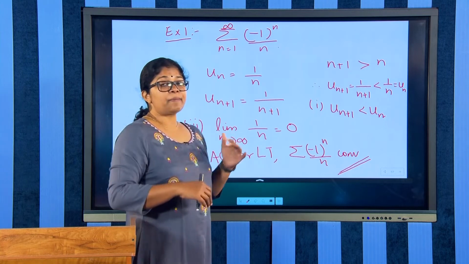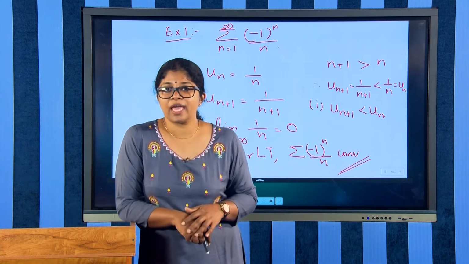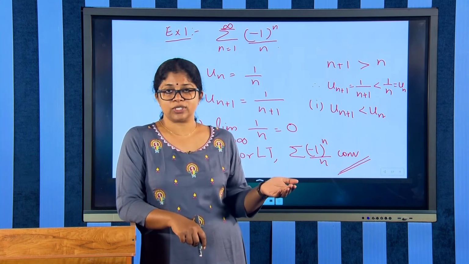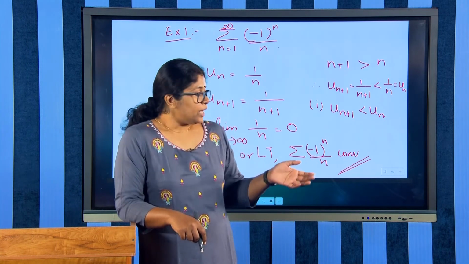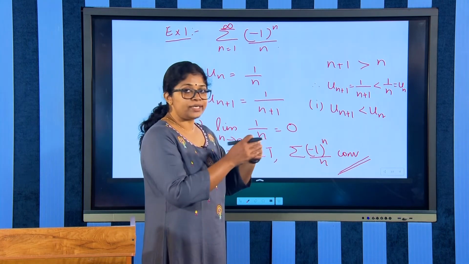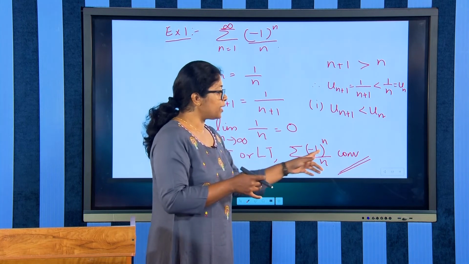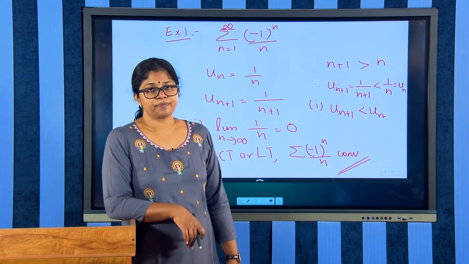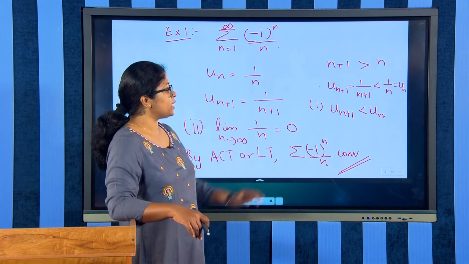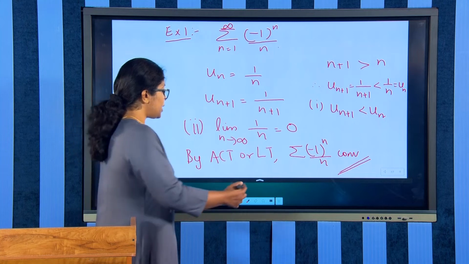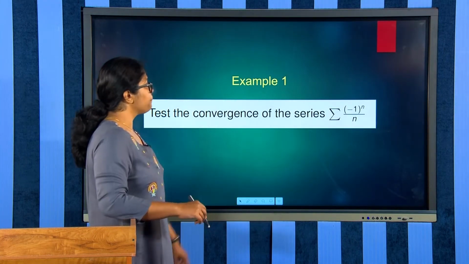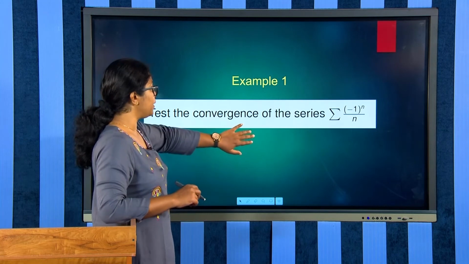See, this example is very important because we have already shown that summation 1 by n is a divergent series, but if we apply a negative 1 power n to that, or if we alternate the terms of the series, then that series converges. So this is a very important example which we will be discussing in the next class also. So that is how we can show the convergence of this series. So that completes example number 1.